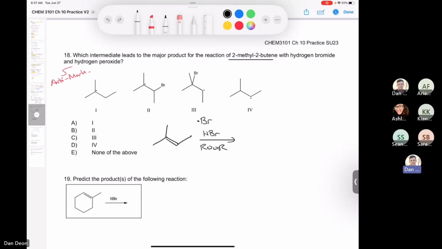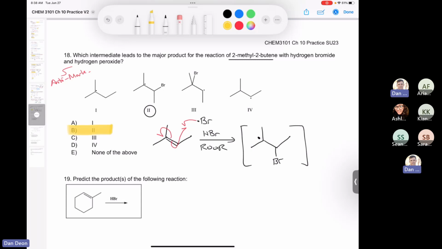So let's see here. It's going to look a little something like this, okay? And then we're going to form this radical. So this is the intermediate that we're going to form. It's going to look like this, okay? And this is the intermediate, and this is number 2. So that's the exact same thing that I drew there. All right, so the answer for this one is B.